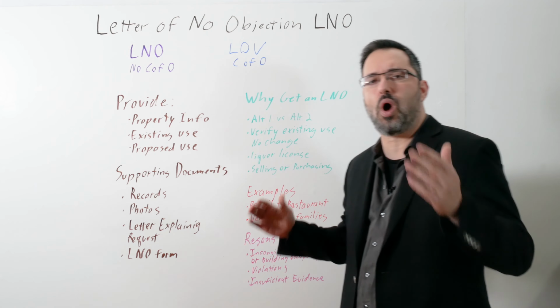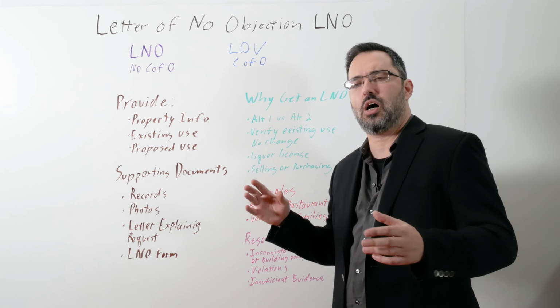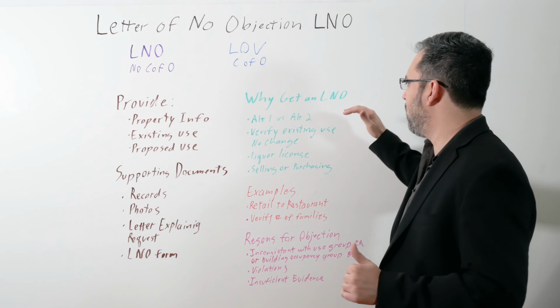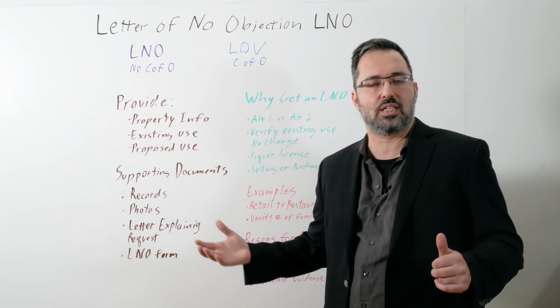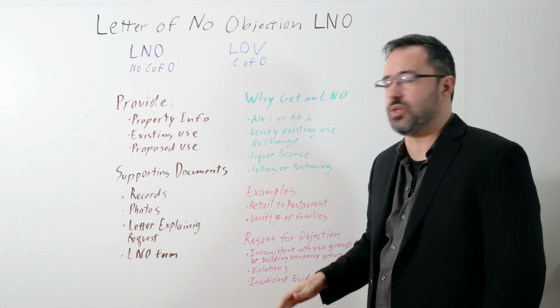So let's just start with why are we filing? Okay, figuring out if you need to file an Alt 1 or an Alt 2. Like I said, we have another video. This will be about the certificate of occupancy. Do you need to get a certificate of occupancy, a new updated certificate of occupancy? The LNO will help you figure that out.